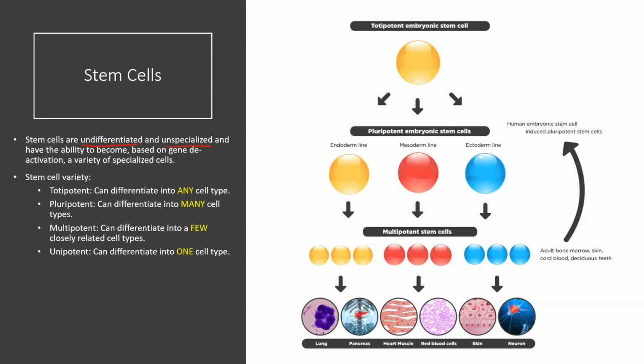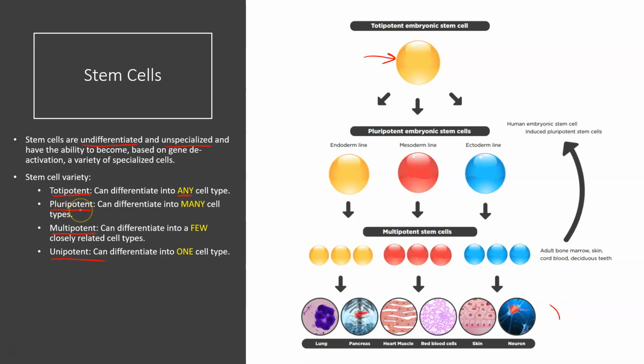Okay, so what are the different varieties of stem cells? We have totipotent, pluripotent, multipotent, unipotent. What do they mean? Totipotent can differentiate into any cell type. This is a totipotent stem cell. Embryonic stem cells are totipotent stem cells. They have the ability to produce any cell type, which is why it's on top. This one cell can differentiate into any of the specialized cells that eventually become an organism.